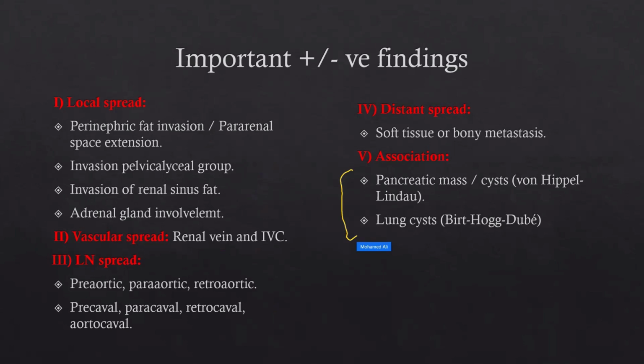If you have a case of renal cell carcinoma, you should comment on the pancreas, either pancreatic mass or pancreatic cyst. You should comment even if it is negative in your exam, to show the examiner that you are searching for von Hippel-Lindau. We don't have any pancreatic mass, we don't have any pancreatic cyst, to support the von Hippel-Lindau diagnosis. Also comment on lung cysts in case of Birt-Hogg-Dubé syndrome. We don't have any lung cyst at the base of the lung, if you have a CT abdomen exam.